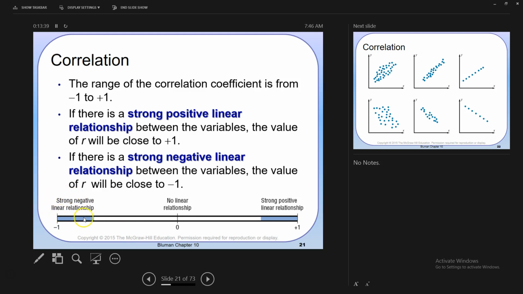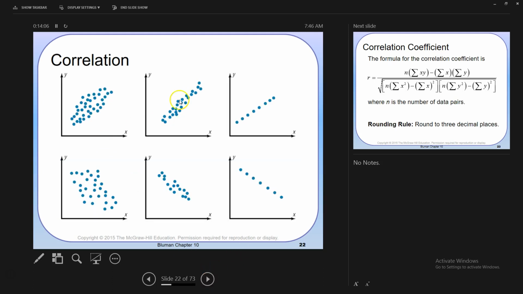So if you're close to 1, that's a strong positive relationship, and if you're close to -1, that's a strong negative relationship. Again, though, an R of -0.95 would be just as strong as an R of 0.95 because they both have that 0.95 value. The negative simply means that the data was trending downward, and the positive 0.95 just simply means the data was trending upward.